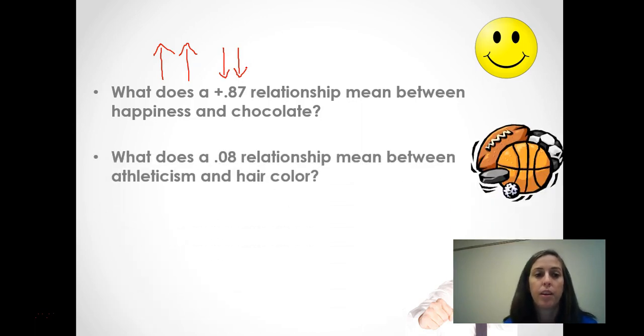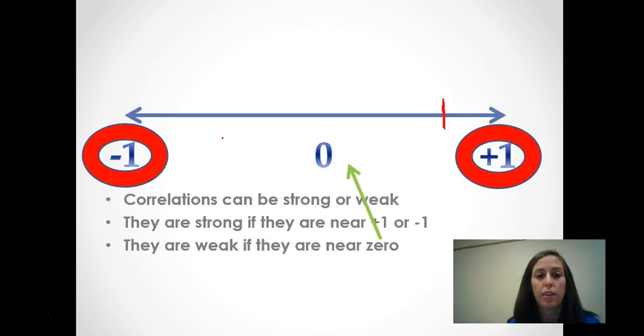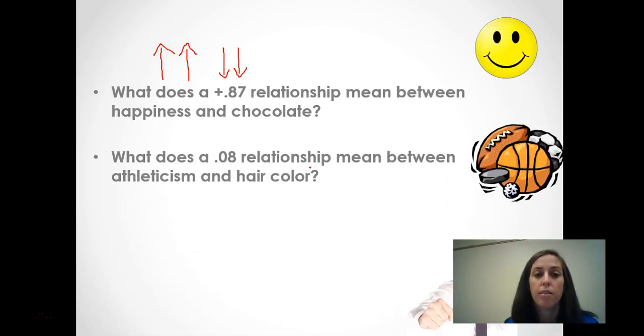What does a 0.08 relationship mean between athleticism and hair color? So you've got to go back to that thing. 0.08. That means that's very close to 0. Did it say it's positive or negative? It's positive. It doesn't have a negative symbol. 0.08 means there's no correlation. You don't even really have to say that it's positive or negative. That is so close to 0. That means athleticism has nothing to do with hair color.